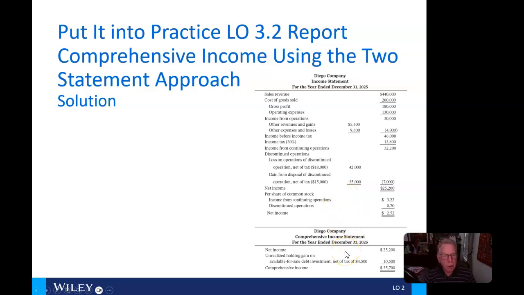Now, if I look at the comprehensive income statement, here's my net income. We got that from here. Back out the unrealized holding gain available for sale of debt instrument net of tax. That gives me $10,500. So my comprehensive income is $35,700, recognizing that this $25,200 comes from here. Okay, comprehensive income.